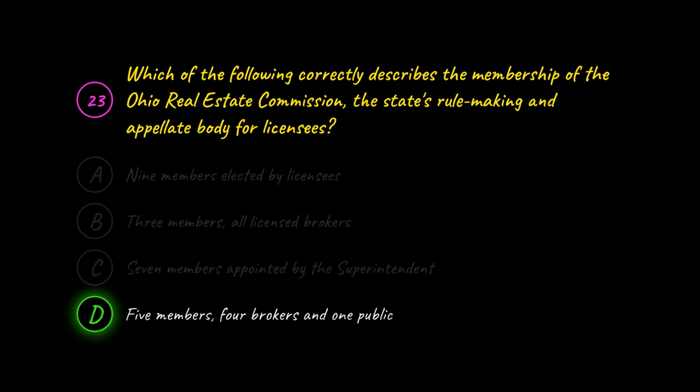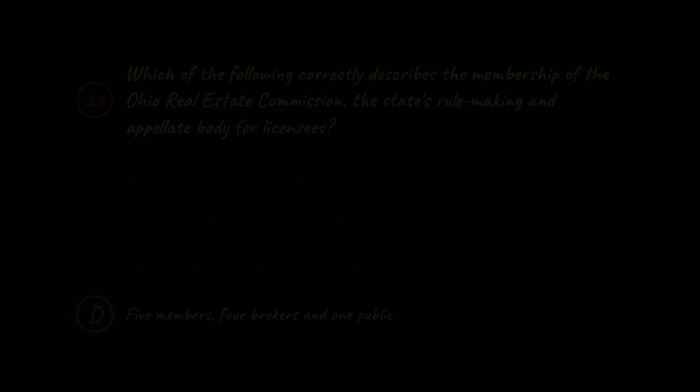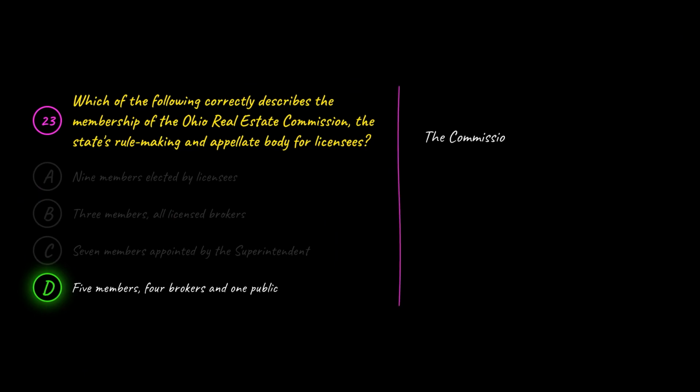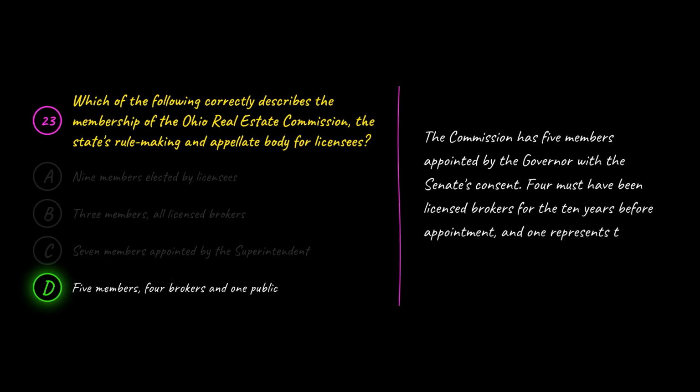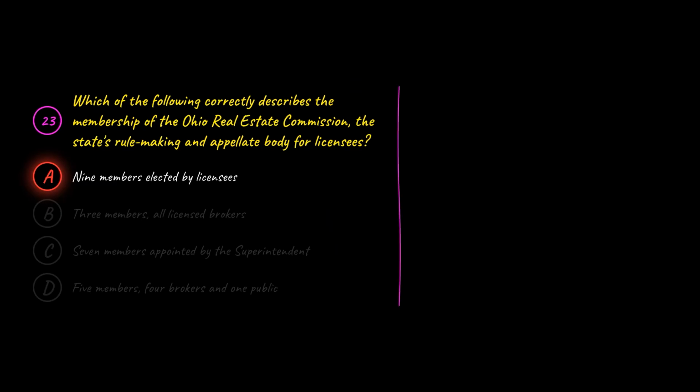The correct answer is D. 5 members, 4 brokers and 1 public. D is correct because the commission has 5 members appointed by the governor with the Senate's consent. 4 must have been licensed brokers for the 10 years before appointment, and 1 represents the public, serving staggered 5-year terms. A is wrong because licensees do not elect the commission.